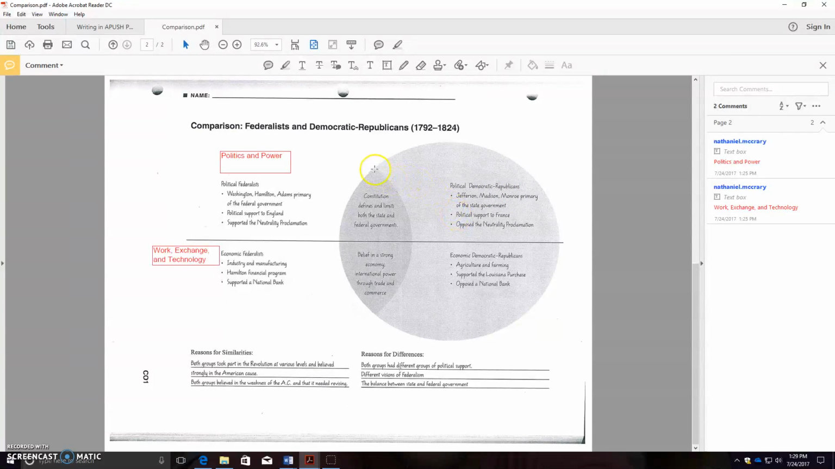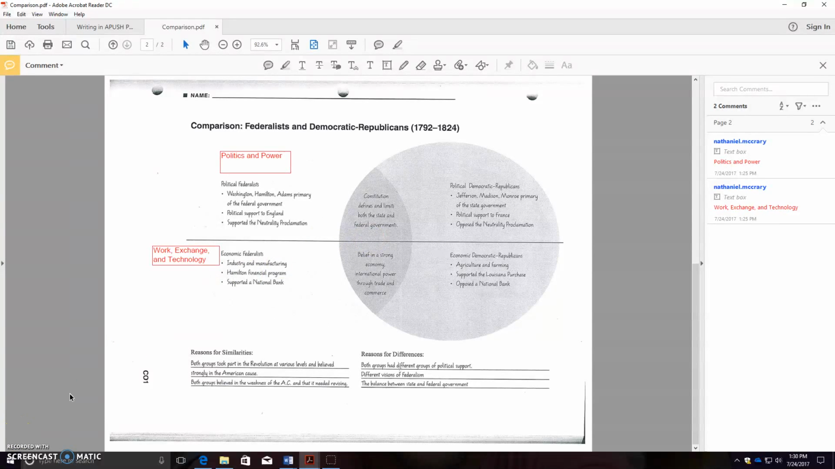Okay. What similarities do the two groups have politically? Okay. They both believe in the Constitution. Okay. Members of the Federalists and the Democratic Republicans were at the Constitutional Convention. Okay. They believe that the Constitution defines roles for the state and federal government. It just depends on how you interpret the Constitution.